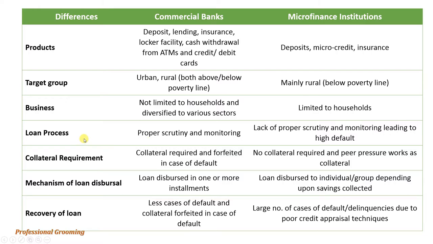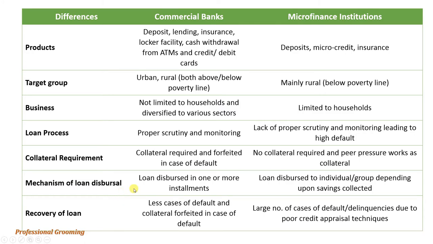What are the loan processes? Proper security and monitoring in commercial banks, but in microfinance institutions, lack of proper security and monitoring leads to high default. There is high risk involved in microfinance institutions of losing their money. Collateral requirements. In terms of commercial banks, collateral is required and forfeited in case of default. But in microfinance institutions, no collateral is required and peer pressure works as collateral.